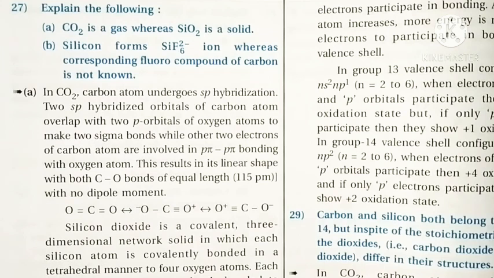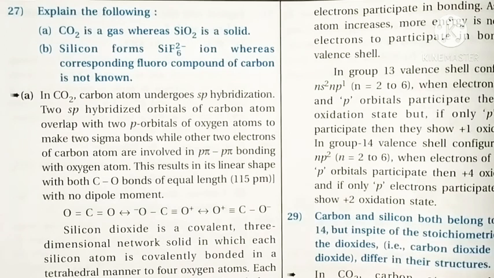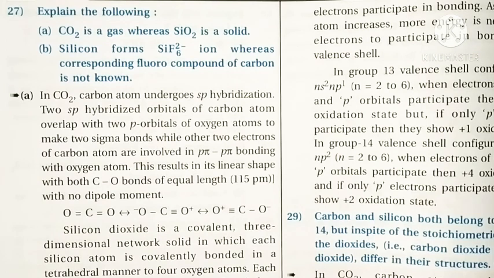Question number 27. Explain the following. Carbon dioxide is a gas whereas SiO2 is a solid. In carbon dioxide the hybridization is sp, and here 2 sp hybridized orbitals of the carbon atom overlap with 2 p orbitals of the oxygen atoms to form 2 sigma bonds, while the other 2 electrons of the carbon atom are involved in p-pi bonding with the oxygen atoms. So it has a linear shape, bond length is about 115 picometer and no dipole moment.